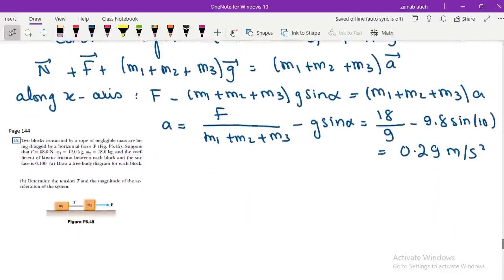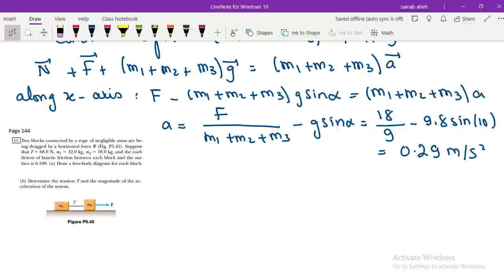This problem is two blocks. They are connected by a rope. They are not in contact with each other. They are connected by means of a rope. So the two blocks connected by a rope of negligible mass are being dragged by a horizontal force. Suppose that F equals 68 Newton, M1 equals 12, M2 equals 18, and the coefficient of kinetic friction between each block and the surface is 0.1.